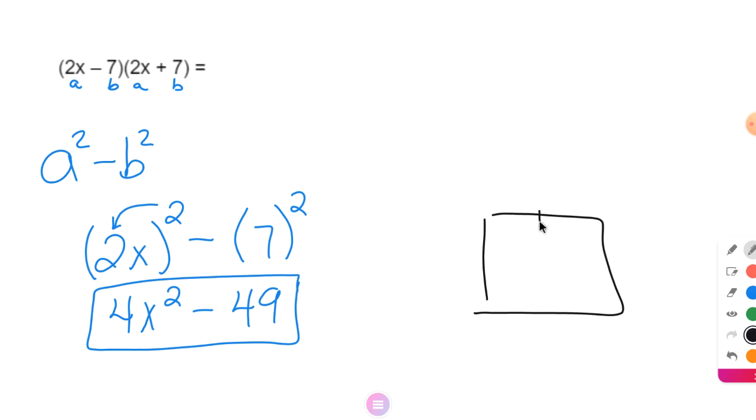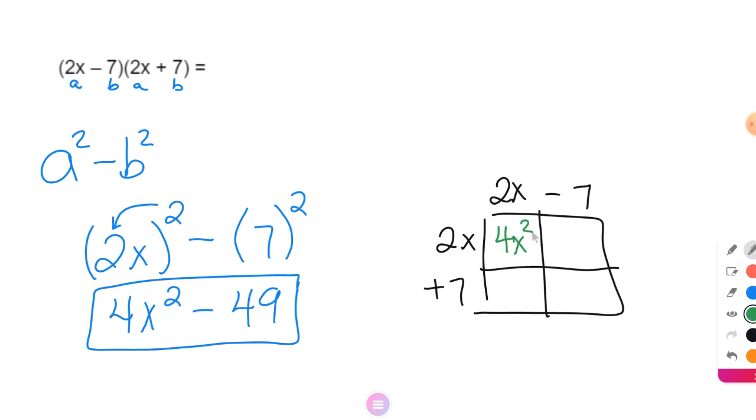And again, if you were to make yourself a box, 2x minus 7, 2x plus 7, you'll notice on the diagonal, negative 14x, positive 14x cancel, and you're left with just 4x squared minus 49, which is again what we got.